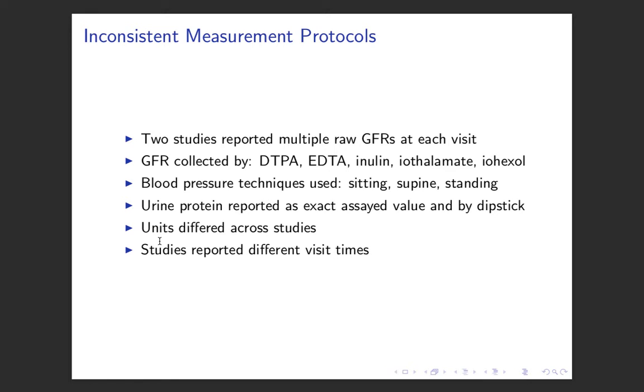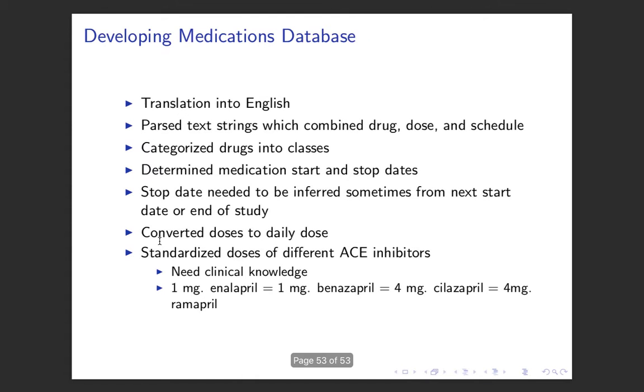Urine protein, again, is an assayed value, and you can assay it either using what's called a dipstick, which basically just measures whether it's present or absent, but then there are more accurate measures, and they can be in different units and so forth. So those are all things that you have to think about.